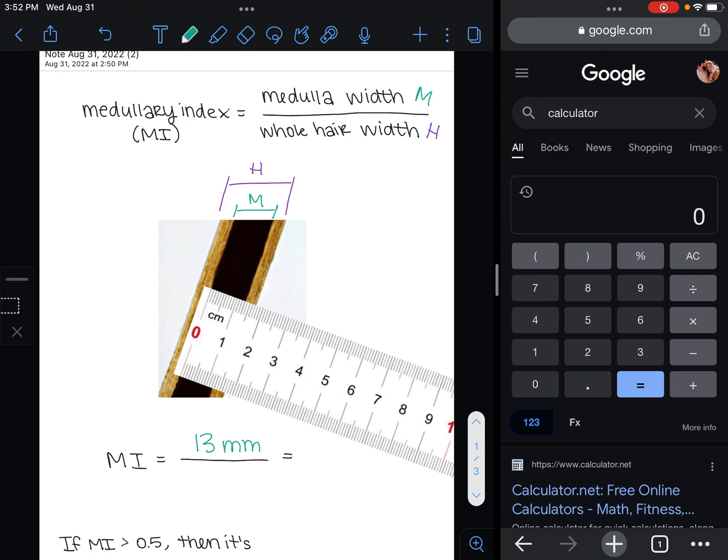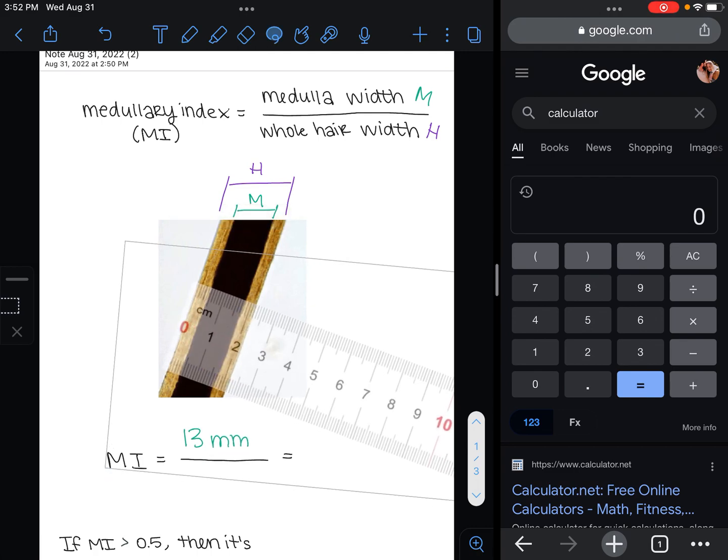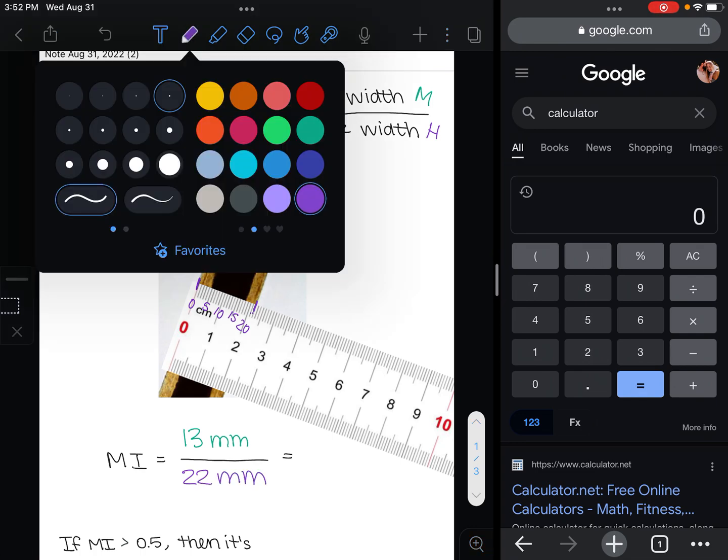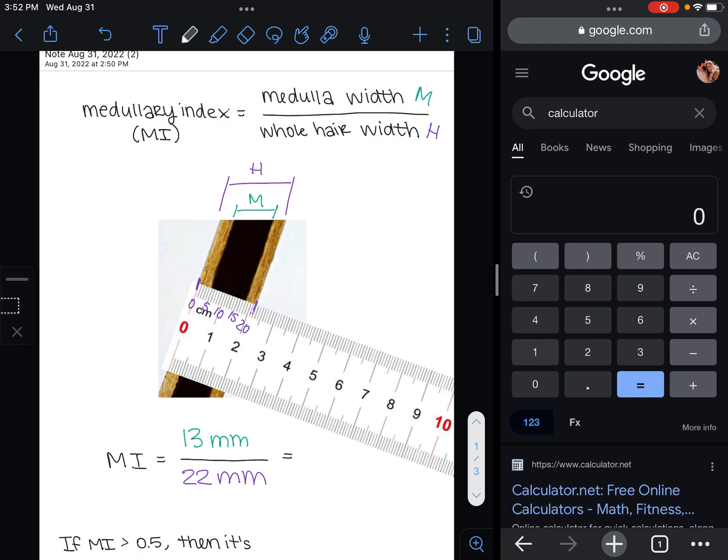And then if we measure the whole hair width, we'll drag this out to the edge of the hair shaft and measure from the 0 to about right here, which will be 0, 5, 10, 15, 20, 21, 22 millimeters. So in your calculator, you'll take 13 divided by 22, which will give us an answer of 0.59.